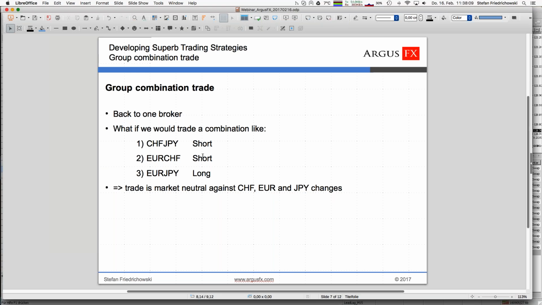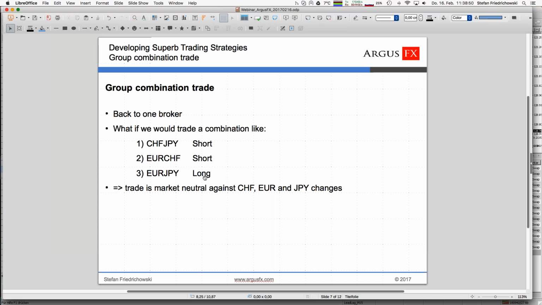Both trades are short, but that means the Swiss franc cancels out, because here it is one time first name, one time last name. Both trades are short, so Swiss franc has no impact on the total behavior of those two trades anymore. And then we have Japanese yen, in the first and third. In both combinations, Japanese yen is the last name, and we have one short and one long trade. So it would mean Japanese yen is out. Finally, the complete trade is market neutral.